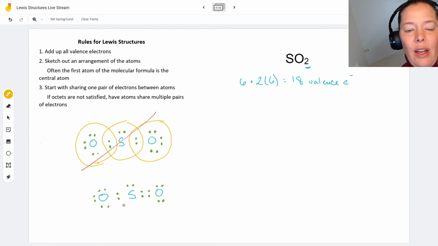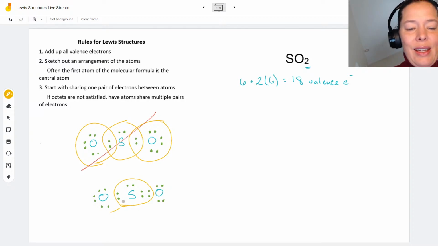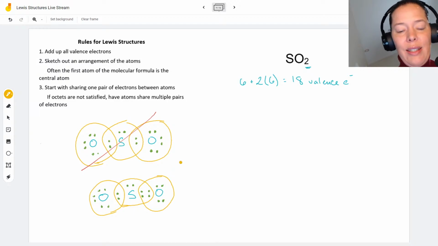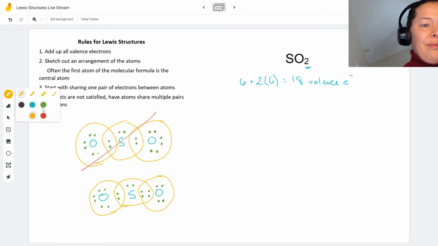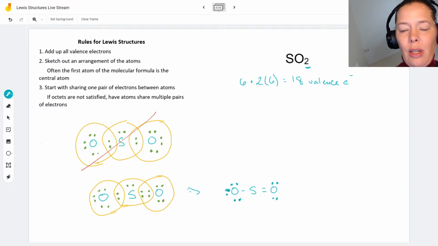Let's check octets. All right, so I already know that I gave sulfur 8. And this oxygen also has 8. And this oxygen also has 8 valence electrons. So we have satisfied everybody's octet here. All right, so let's rewrite this. Sulfur in the middle, we have a double bond to the oxygen on the right with 2 lone pairs, and a single bond to the oxygen on the left with 3 lone pairs. And let's not forget our lone pair on sulfur.